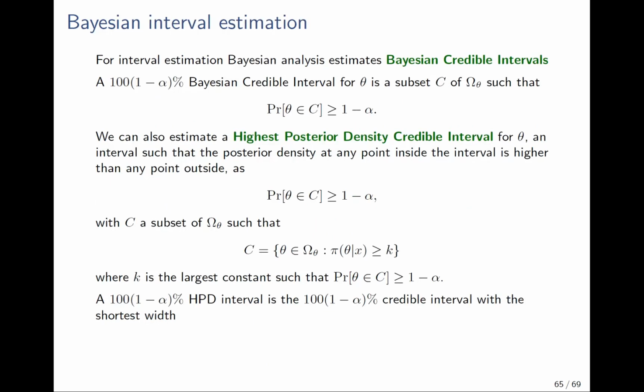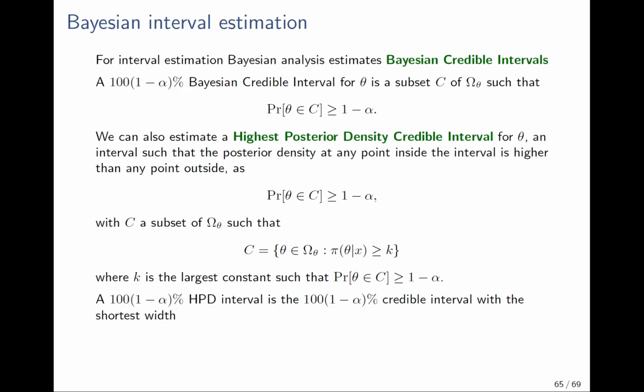For interval estimation, again, the fact that we've got a distribution makes matters considerably easier. I won't go into detail about it here, it's not so important. In the Bayesian terminology, for interval estimation we try and estimate what are called credible intervals. So a 100(1 minus alpha)% Bayesian credible interval for theta is some subset C of the parameter space such that the probability of theta falling in C is greater than or equal to 1 minus alpha.